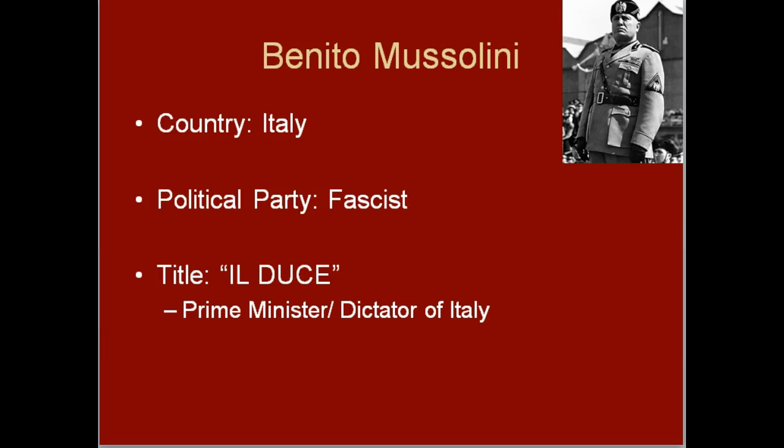So that's Stalin. In Italy, we see the rise of Benito Mussolini. His political party is the Fascists. He calls himself Il Duce, which means the prime minister, and then eventually he becomes the dictator of Italy once he takes over and gets rid of the king, who was, of course, Victor Emmanuel.